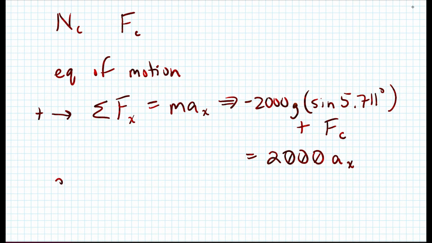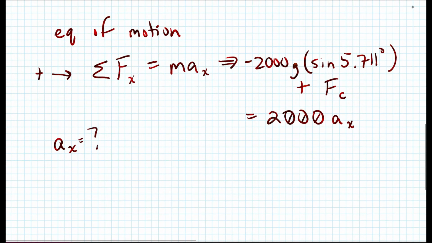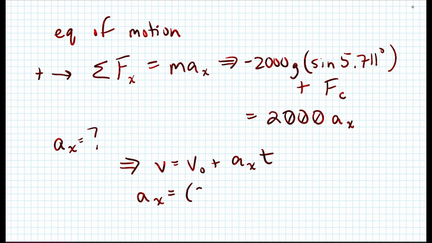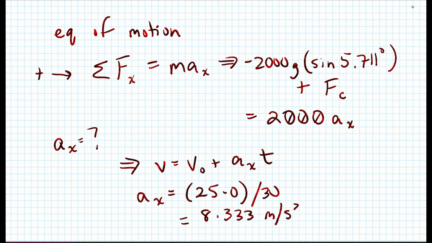We're going to determine that a sub x using the constant acceleration equation. This will yield v is equal to v sub o plus a sub x t. Solving, we get a sub x is equal to 25 minus 0 divided by 30, which is 8.333 meters per second squared.